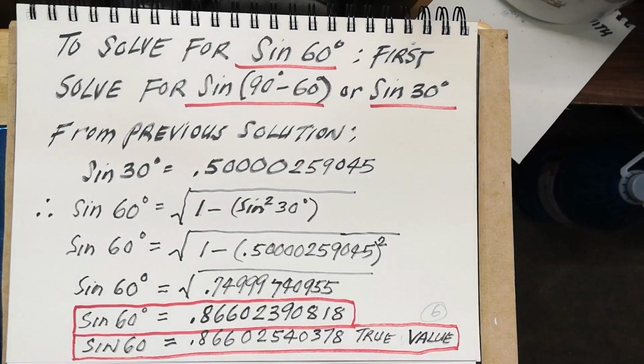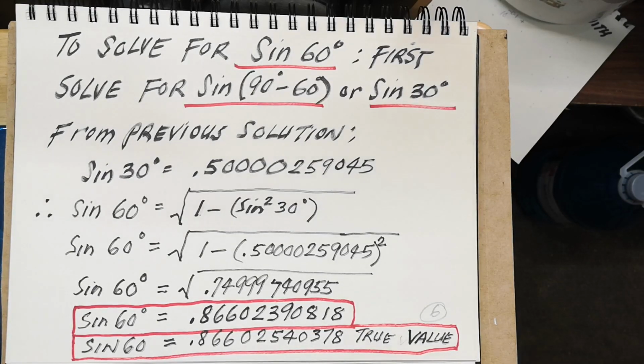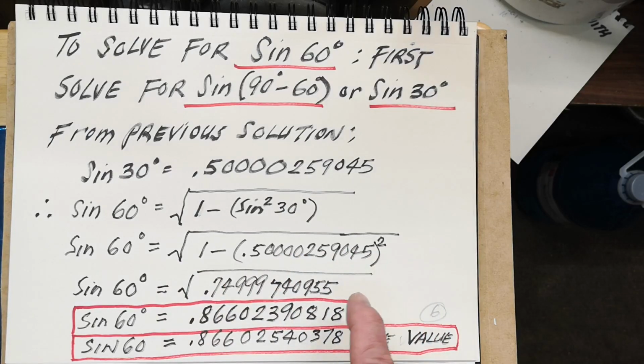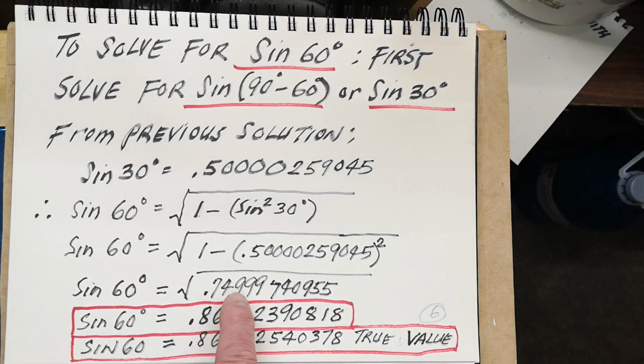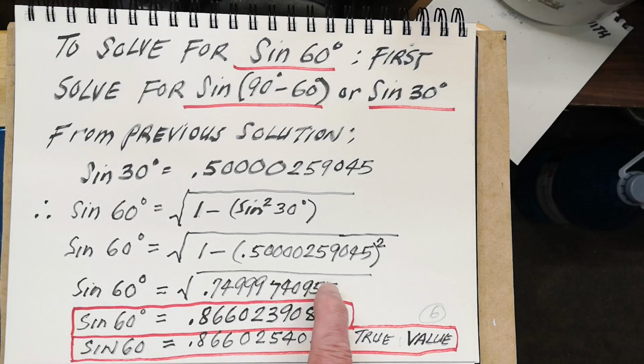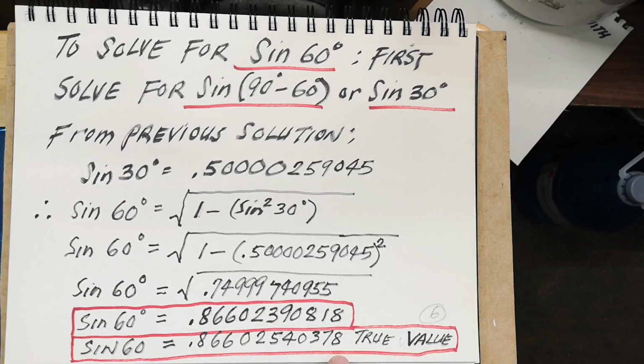So that was the calculation with the actual simple calculator, and here is the calculation on paper. And we can see that sine of 60 degrees is equal to this one, square root of 0.74999740955. That's equal to this one, 0.86602390818. And the sine of 60 degrees by scientific calculator is 0.86602540378. That's the true value, and it's very close.